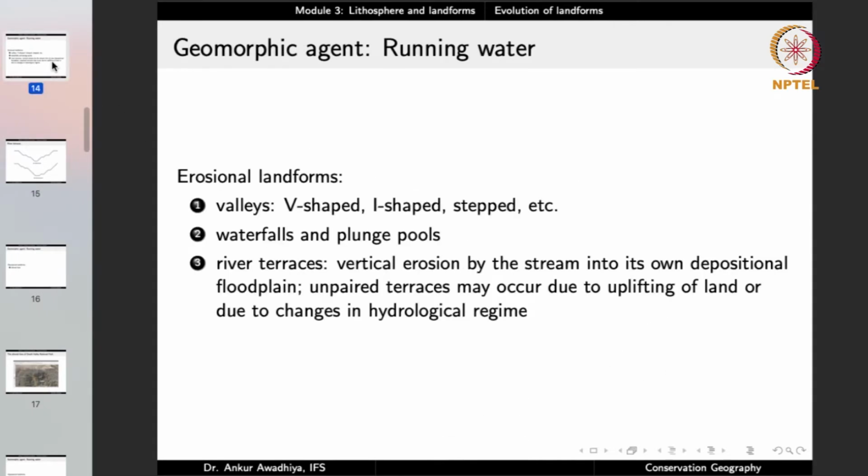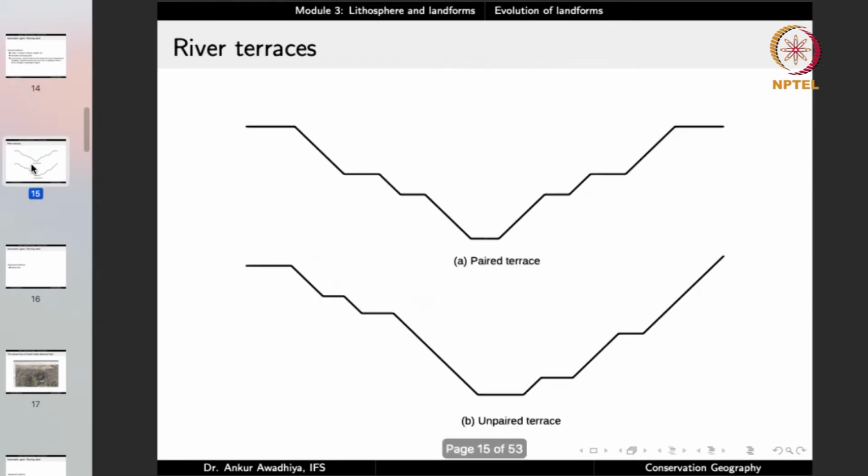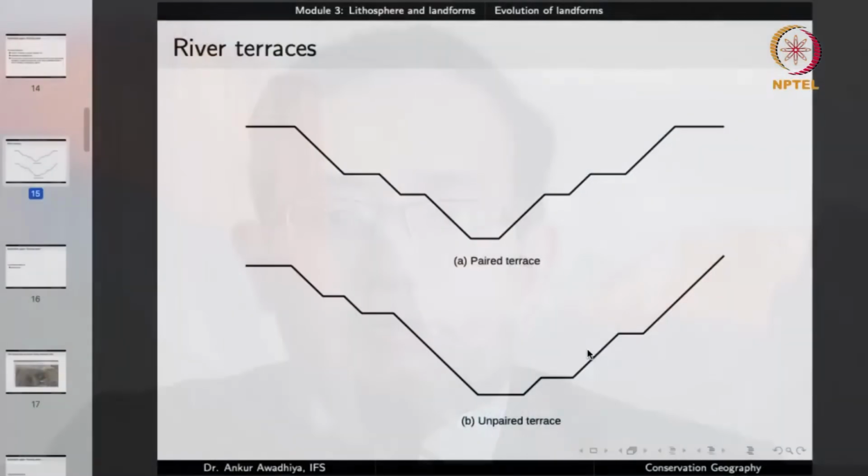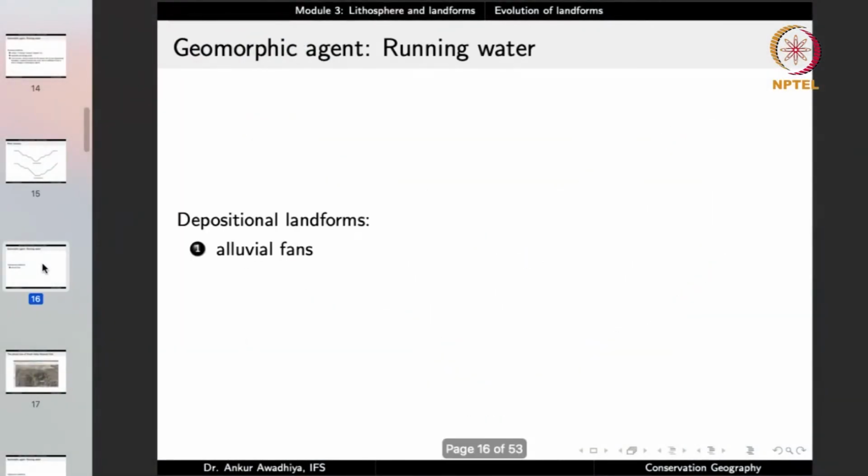Now, unpaired terraces occur due to uplifting of land or due to changes in the hydrological regime. So it is possible that when the river was creating this terrace, the whole area was getting uplifted and it was getting tilted. So it's tilting like this. So when it is tilting, in that case, you will have more amount of erosion on one side and less amount of erosion on another side, resulting in an unpaired terrace. Or suppose one portion is going up and the second portion is not going up, or one portion is actually going down. So in that case, because of changes in relief, the amount of erosional activity on both the sides will be different, resulting in an unpaired terrace.